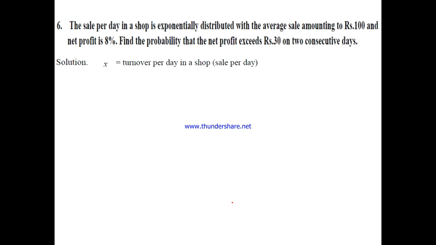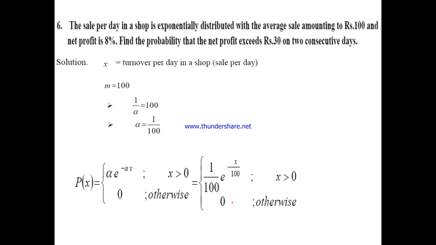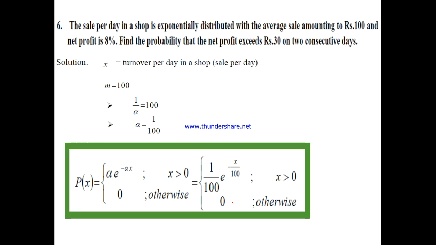Next, the mean is 100, which they have already given us. When mean is 100, we are supposed to find alpha. So mean is nothing but 1 by alpha, so alpha is equal to 1 divided by 100. Let us substitute this in the exponential distribution function. So P of x is equal to 1 by 100 e to the power minus x by 100 when x lies between 0 to infinity, and for the other values it is 0.